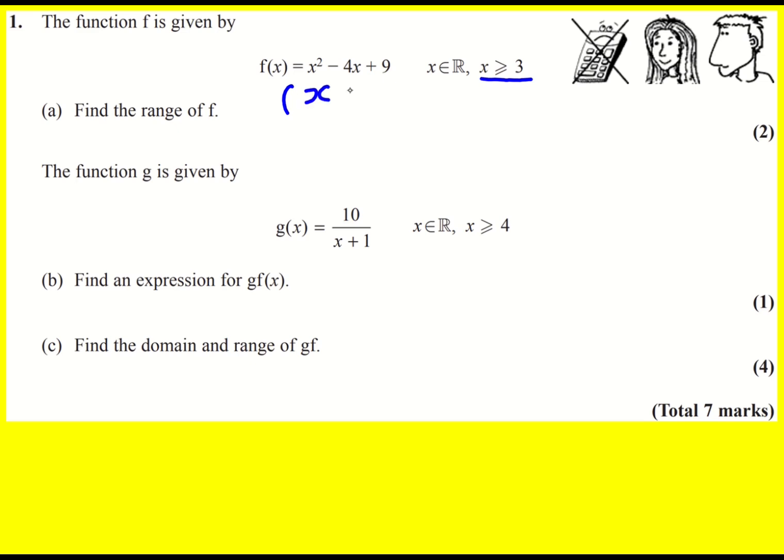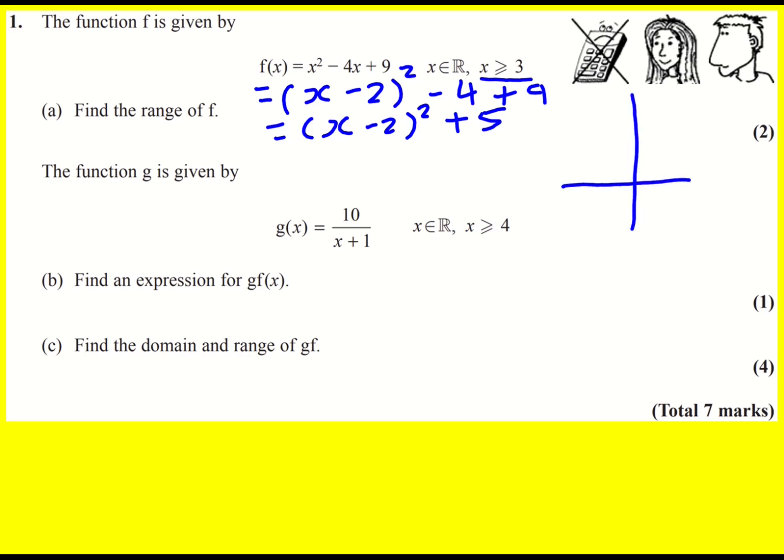So I'm going to complete the square. That's a standard, quick way of being able to find the coordinates of the turning point. So it's going to be (x minus 2) squared minus 4 plus 9, which is (x minus 2) squared plus 5. And that means if I sketch this graph, I'm going to get a minimum at (2, 5). So say here, and then it's going to look like that. I didn't quite hit the minimum, did I? So I'll just move it down.